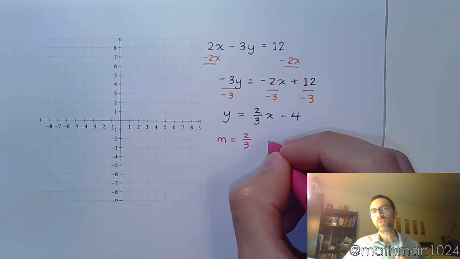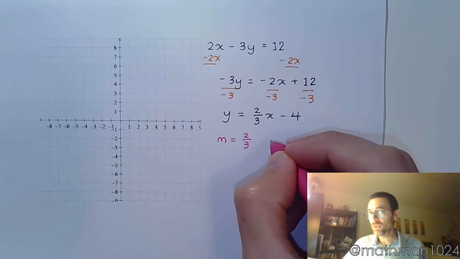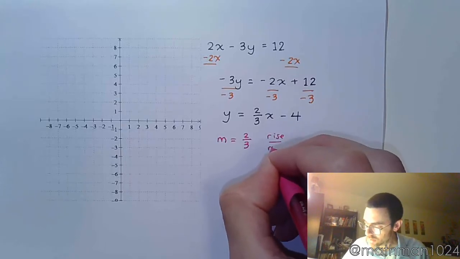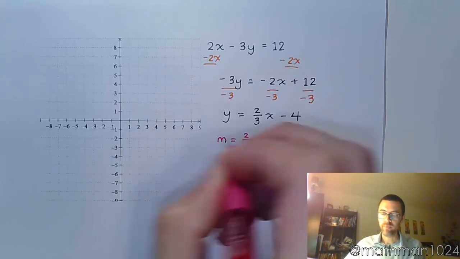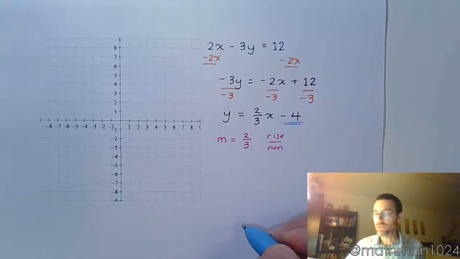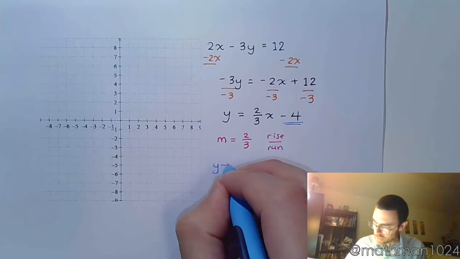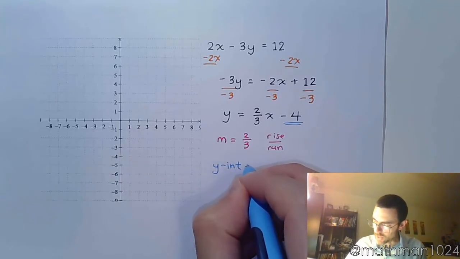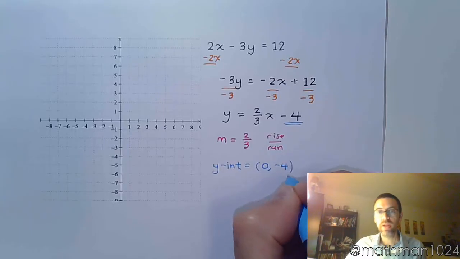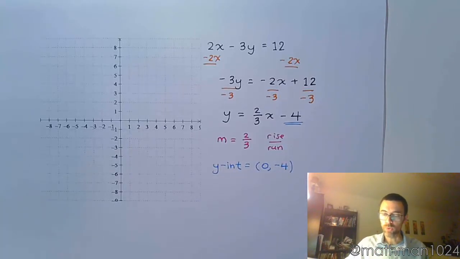Remember that the slope is just going to be the coefficient. It doesn't actually include the x. And we see this as rise over run. And then we take a look at our constant term. And that directly relates to our y-intercept, and it gives us the ordered pair 0, negative 4.